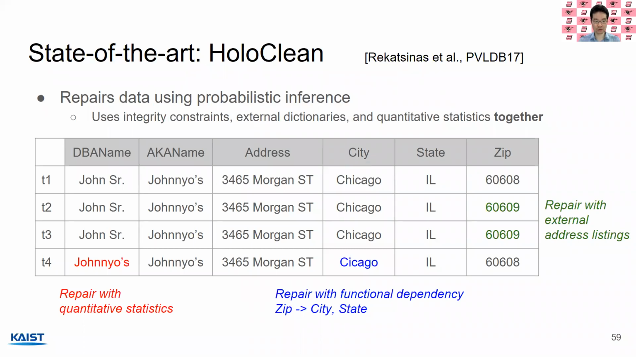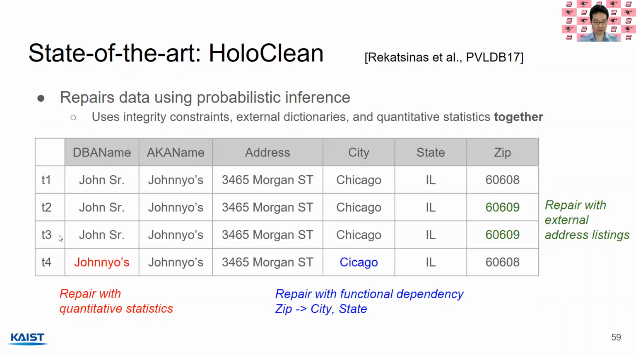First, let me introduce one of the state-of-the-art data cleaning techniques to give a sense of how sophisticated these techniques have become. So this is HoloClean, where the idea is to repair data using probabilistic inference using three main ingredients. One is to satisfy integrity constraints. Another is using external dictionaries to check if some value is valid, and also using quantitative statistics altogether.